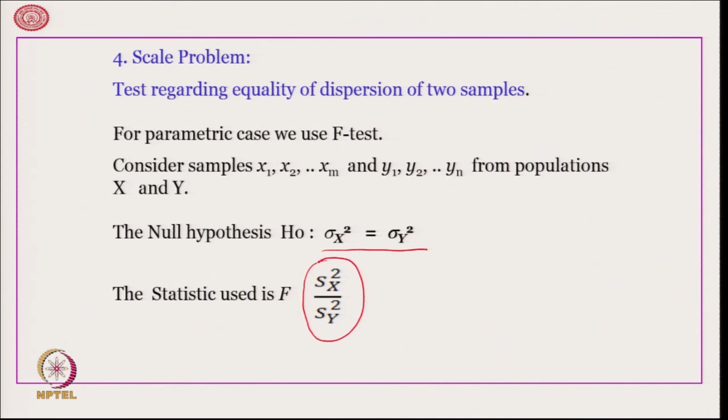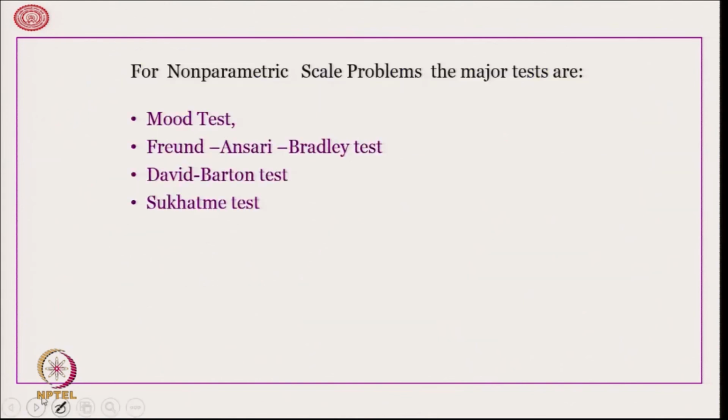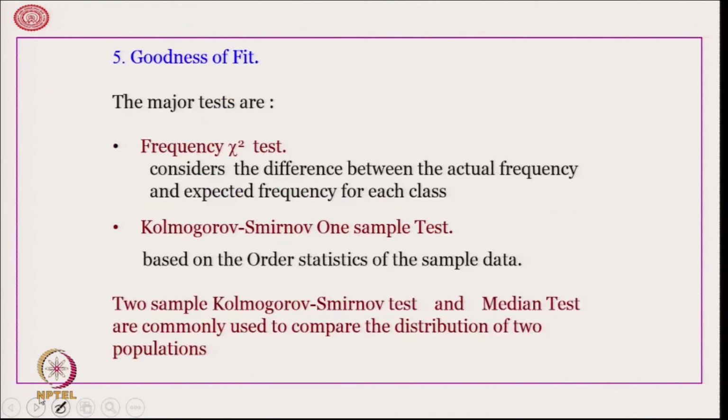We shall talk about it later when we come to the scale problem, but for the non-parametric scale problem there are many different tests. In particular, we shall study the Mood test, Freund-Ansari-Bradley test, David-Barton test and Sukhatme test. Goodness of fit is another type of problem that we shall handle in non-parametric statistical inference. Here the major tests are the frequency chi-square test.